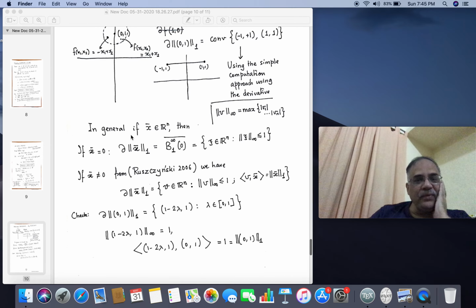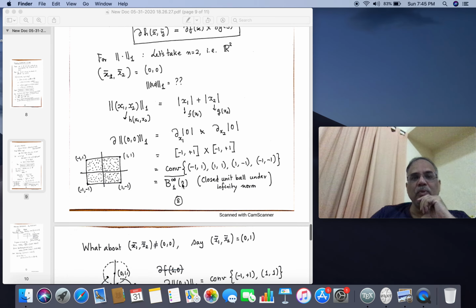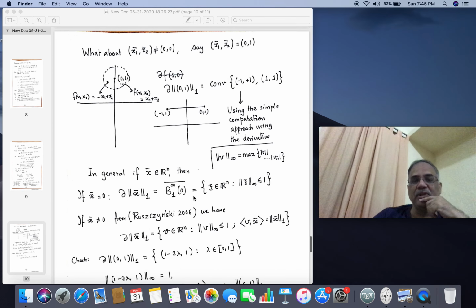So in general, if x bar is in Rn, you can generalize this: the subdifferential of the norm 1 function at x bar when x bar is 0 is the closed unit ball in terms of the infinity norm. Here we have shown it in 2 dimensions, but we are talking about n dimensions. It is all xi element of Rn such that norm xi infinity is less than or equal to 1.